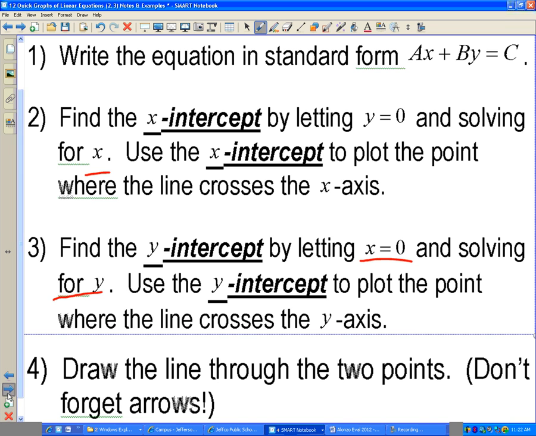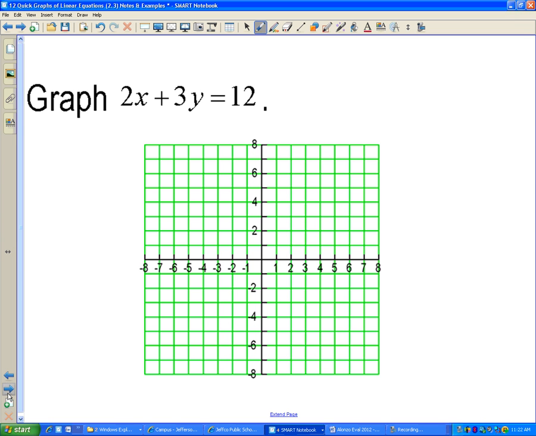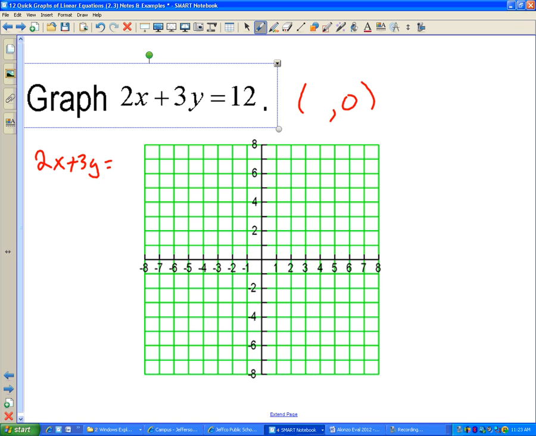I'm going to do an example now. Graph 2x plus 3y equals 12. Could I solve this for y in slope-intercept form? Yes. Is there an easier way? Yes. First thing I want to do is let y equal 0. So I'm going to come to my handy-dandy equation. 2x plus 3y is equal to 12. Let y equal 0. Solve for x. 3 times 0 is 0, so 2x is equal to 12. Divide by 2, x is equal to 6. So I have the coordinate (6, 0). (6, 0) is right there.